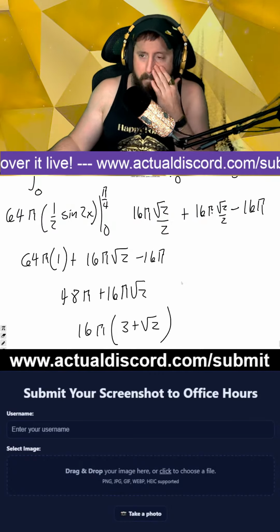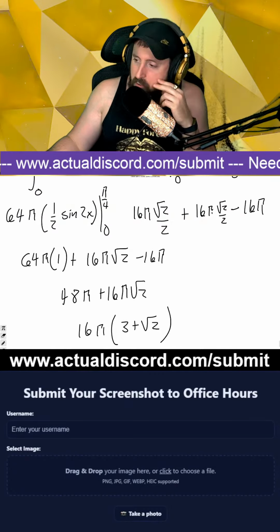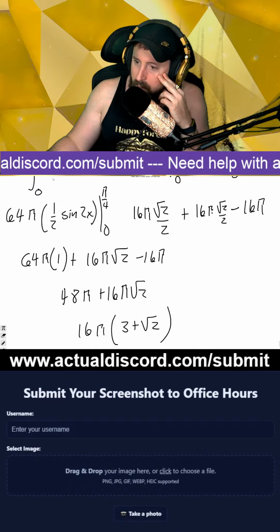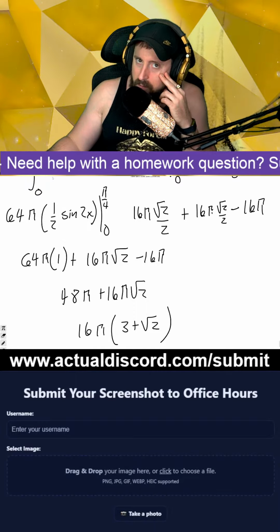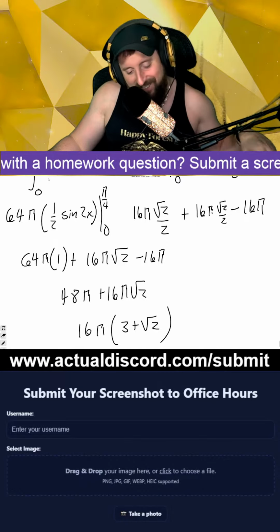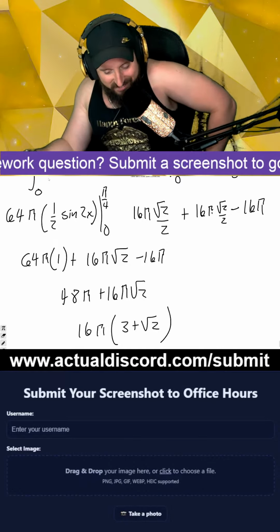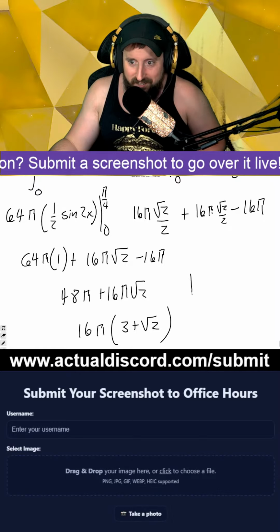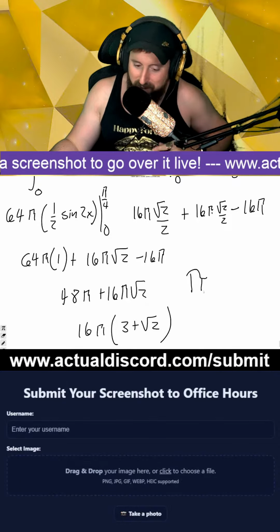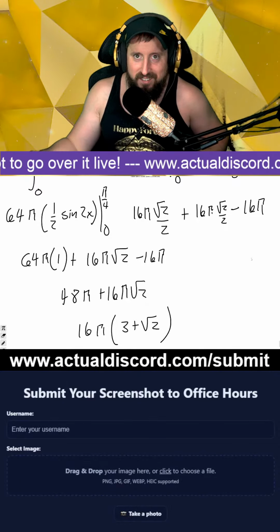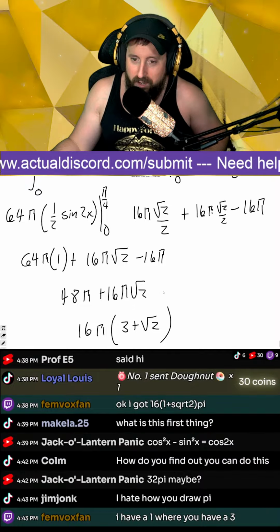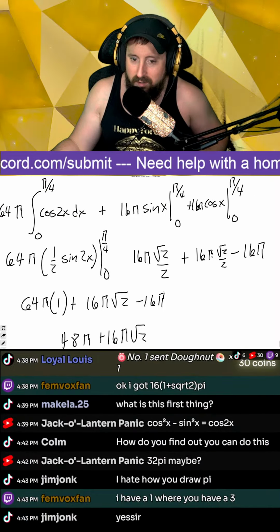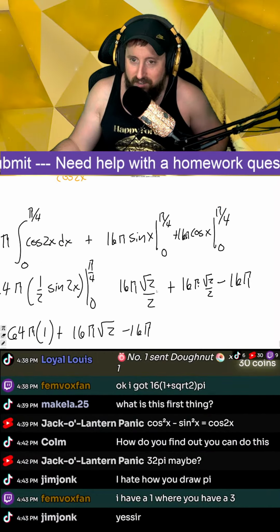Did I screw something up? What'd you get, Fem? He got 1 plus the square root of 2. Oh, shit. You hate how I draw pi? I'm sorry, dog. How do you draw it? Like this? Is this a better way to draw pi? I have a 1 where you have a 3. I agree. Why is that, Femvox? Why?